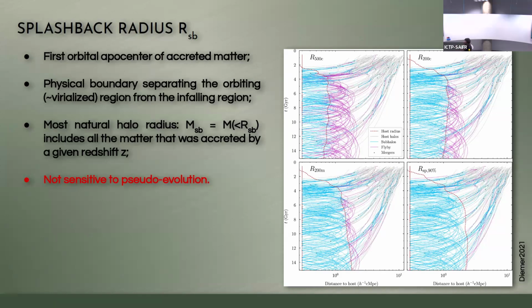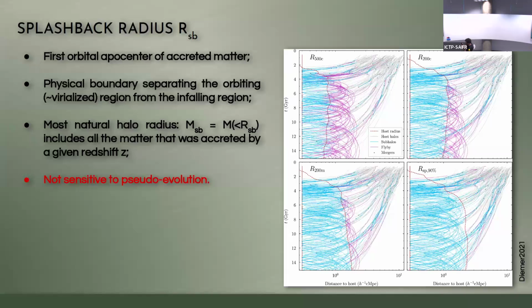What is the splashback radius? Going straight to the point, it is the first orbital apocenter of accreted matter. What's apocenter? Sorry, I don't know. It's the maximum distance that particles falling into the cluster reach. It'll pass through the center, but it loses energy because of dynamical friction, and we come back. So the maximum distance is the apocenter. Okay. So this distance is the splashback radius. So we're assuming that the cluster is accreting matter. Yes. They always are.